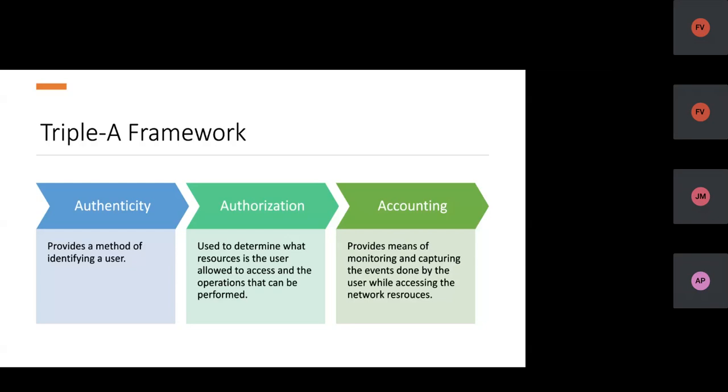Tomorrow we are planning something more practical for you guys, like sniffing, phishing and stuff like that. And tomorrow we'll get you familiar with some computer commands and stuff like that.